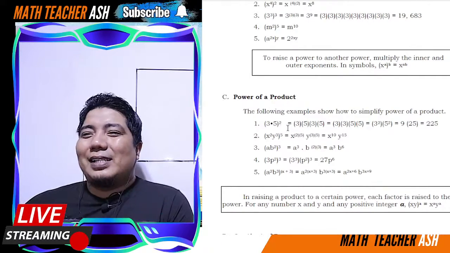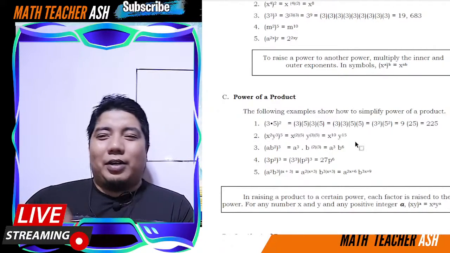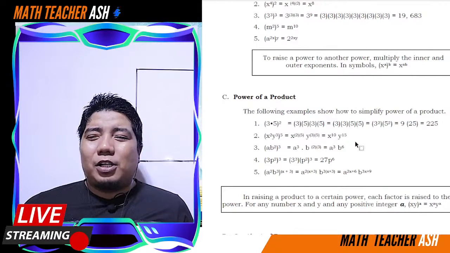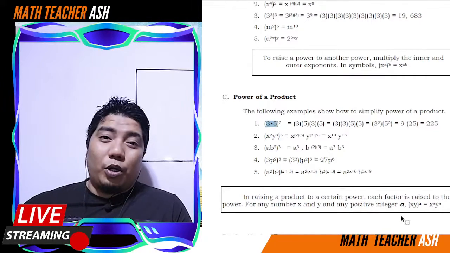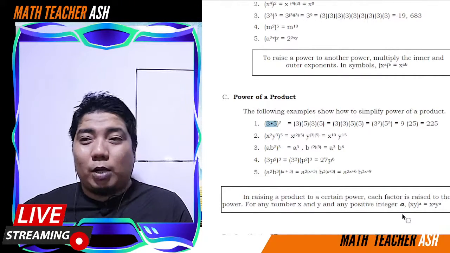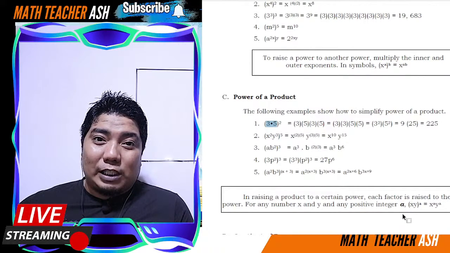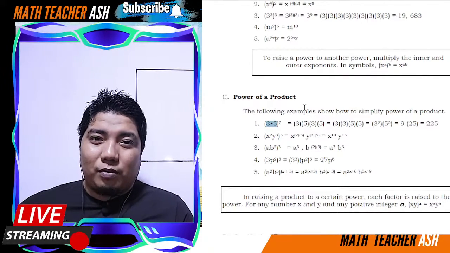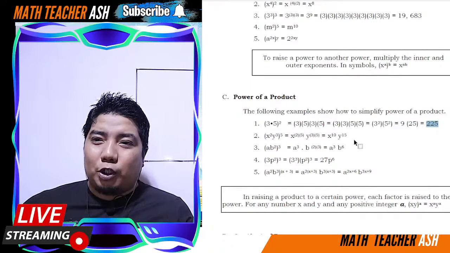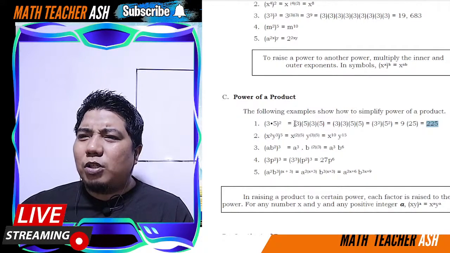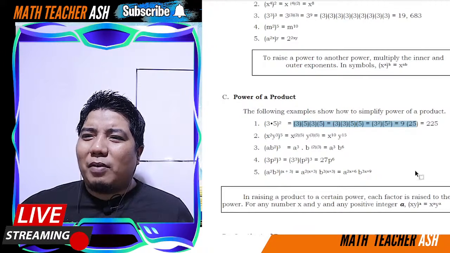Example number 1, we have 3 times 5 to the power of 2, or 3 times 5 squared. Okay, so, my dear math learners, there are two ways to solve this one. You can solve them using the order of operation, yung PEMDAS na pinag-usapan natin last week. 3 times 5, the answer is 15. Now, 15 to the power of 2, that means 15 times 15. The answer is 225. Now, for sure, you will be asking me, Sir Ash, how did you solve that one in which wala namang 15 na pinakita?